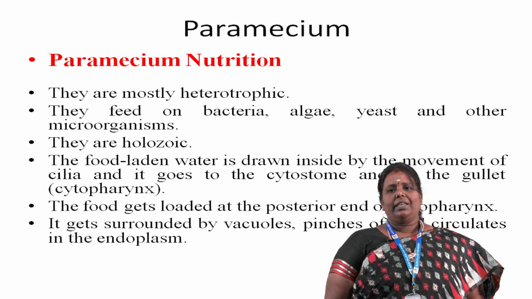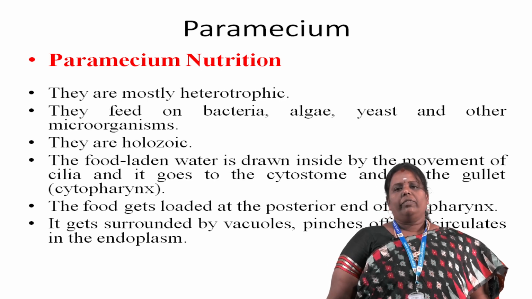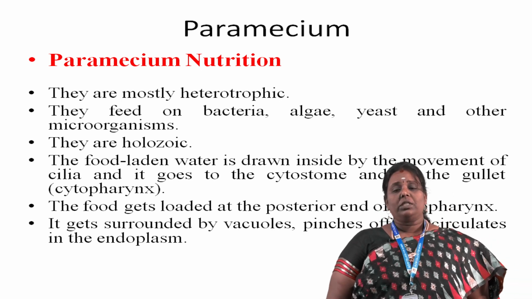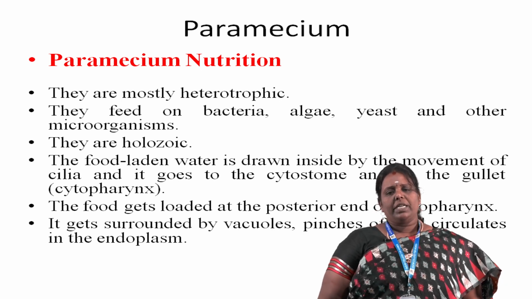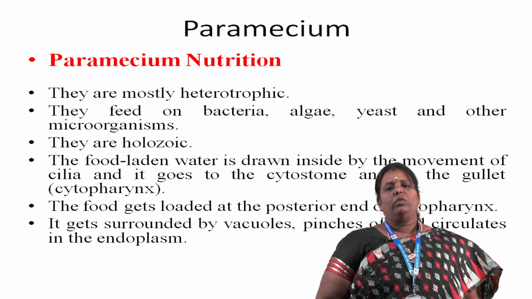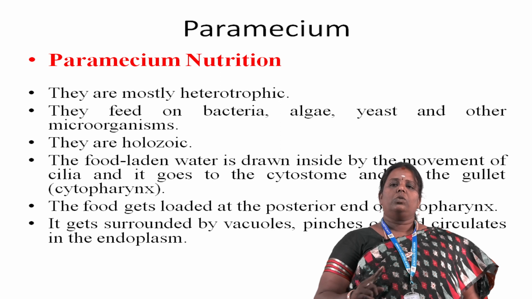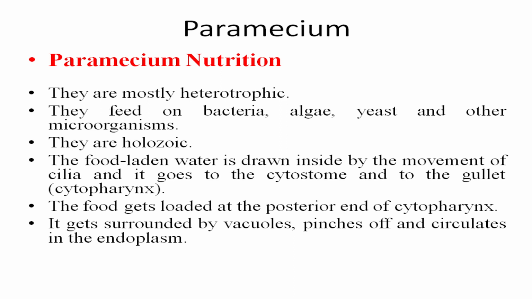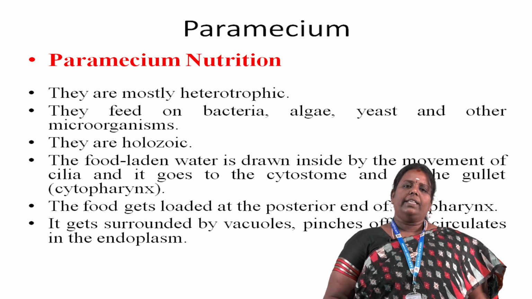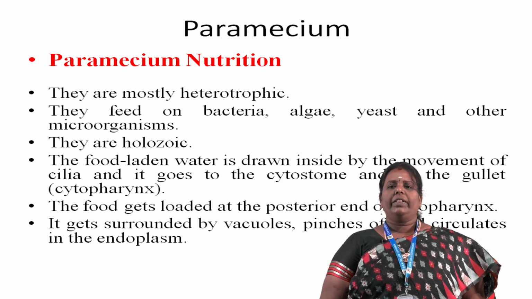The food is swept in by the movement of the cilia and goes to the cytosome and also the cytopharynx region. The food gets loaded at the posterior end of the cytopharynx region. After that, a vacuole forms, the food vacuole is round, and it goes through the whole body. It gets surrounded by the vacuole, pinches off and circulates through the endoplasm. After that, digestion occurs and the food particles are absorbed within the body.